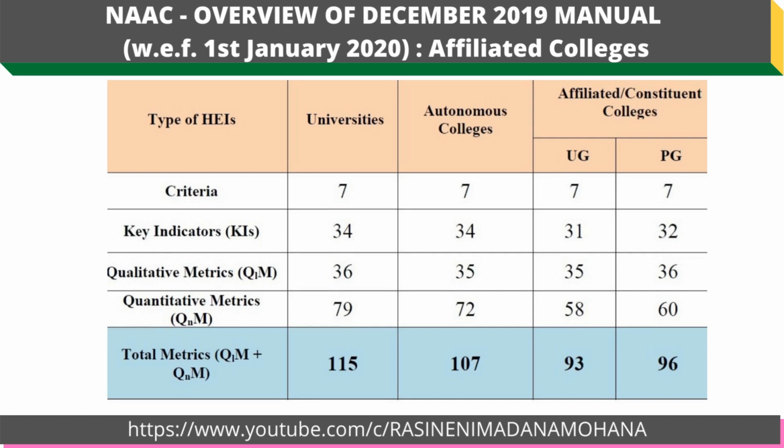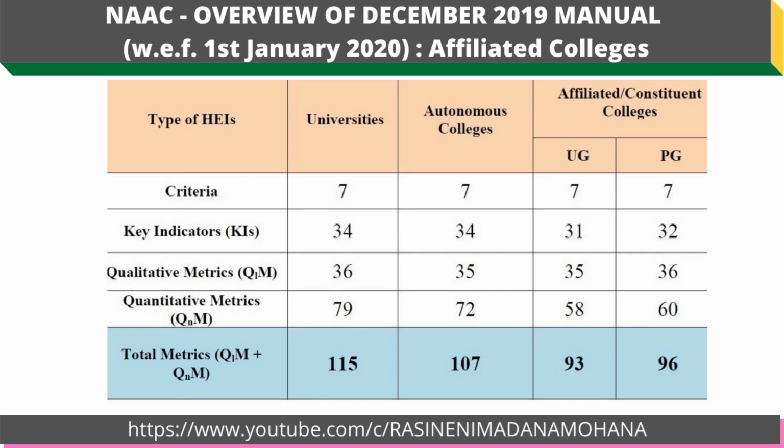Altogether, total metrics, if you see, for universities you have qualitative and quantitative together 115 metrics, for autonomous colleges 107, for affiliated UG college 93, and for affiliated or constituent PG college 96. Now we are discussing affiliated and constituent colleges. So currently you have 93 for UG and 96 for PG.